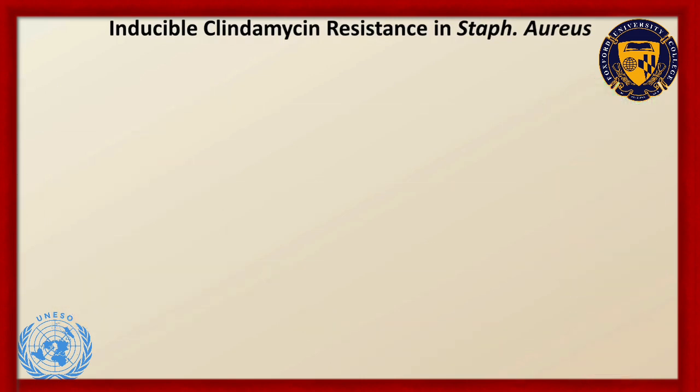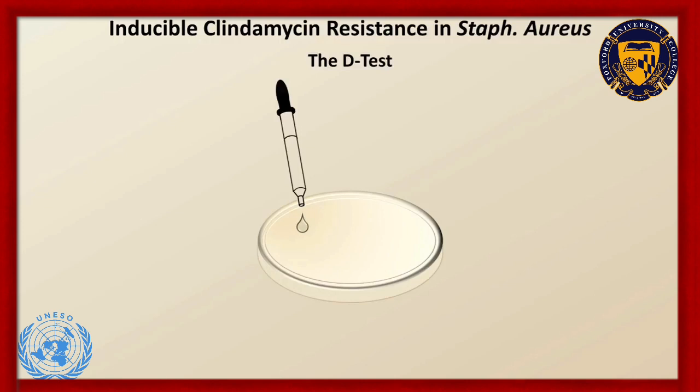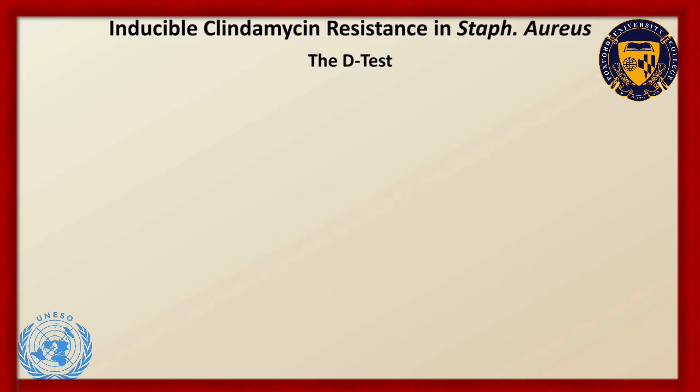So is there a way that we can test for inducible resistance? Luckily there is. It's called the D-test. Here's how it works. Take a plate of agar and add some of the Staph aureus bacteria one is interested in. Then place 2 antibiotic discs on it, similar to those from the disc diffusion method. One disc is the macrolide erythromycin, and the other is clindamycin. After a day of incubation, one of 3 outcomes can be observed.